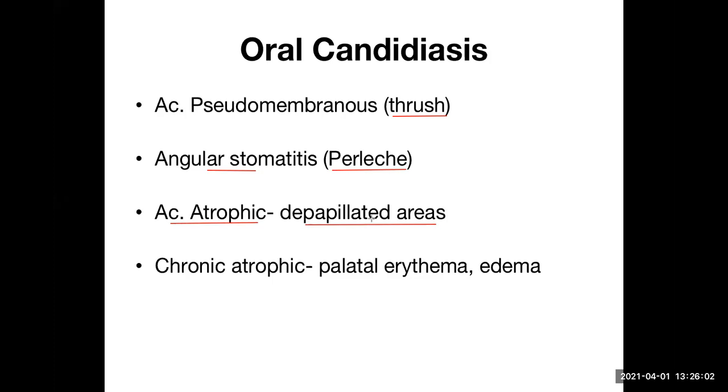Third is the acute atrophic type of candidiasis because of the depapillation of the tongue. The tongue has different types of papillae, so those papillated areas will lose the papillae. We call it a depapillated area. Another one is the chronic atrophic type of candidiasis, which results in erythema of the palate and edema. So these are the different types. In clinical practice, oral thrush is very common.